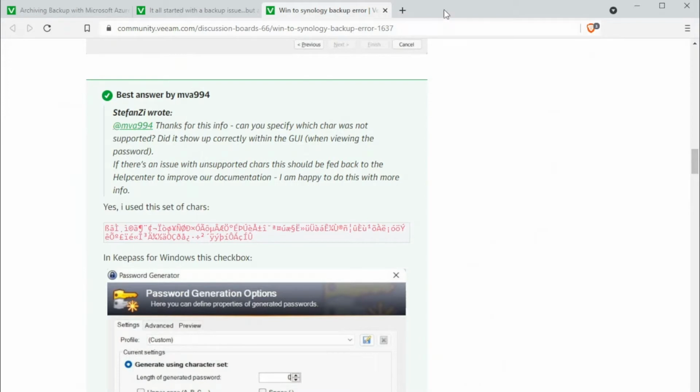Thanks to the community. Thanks to MVA994 for posting. Brilliant. There we go. Oh, look who's joined us here. So we've got Rick and Ksenia. How are you guys doing today?